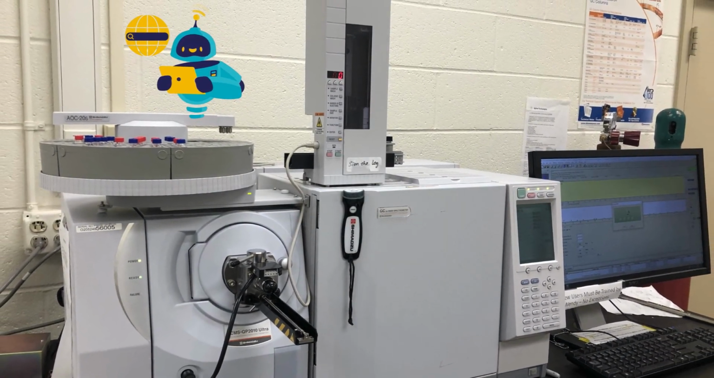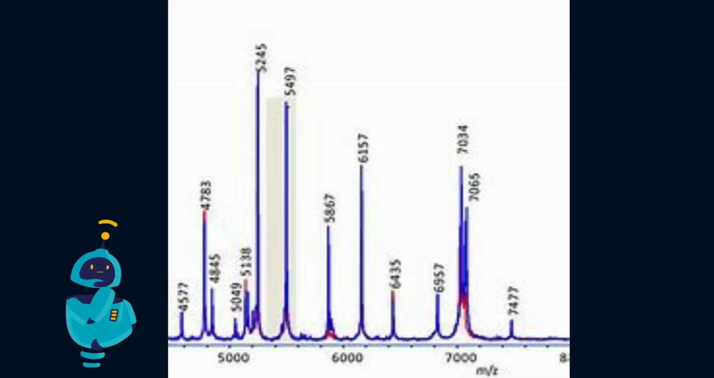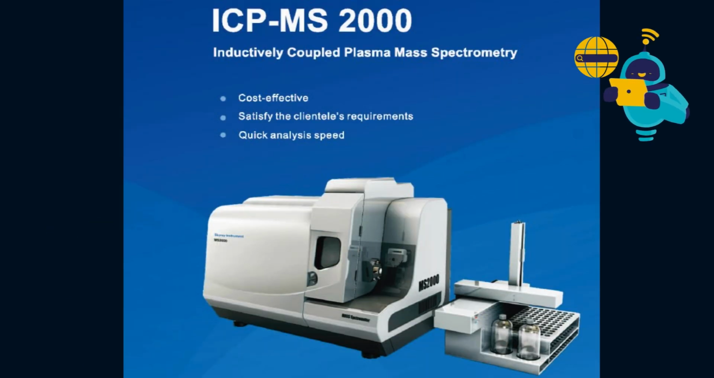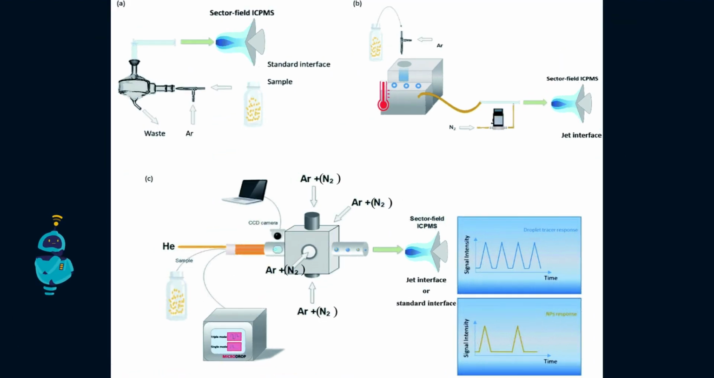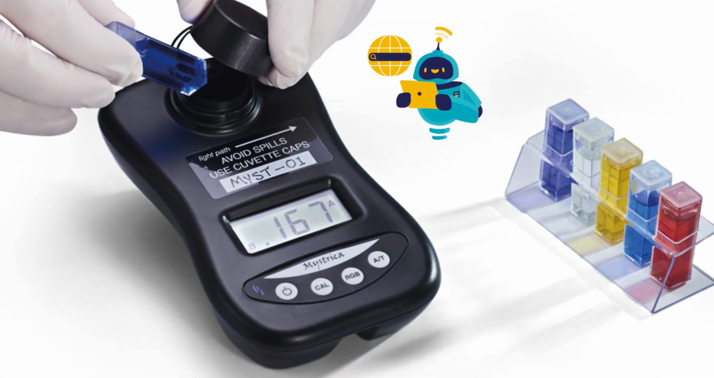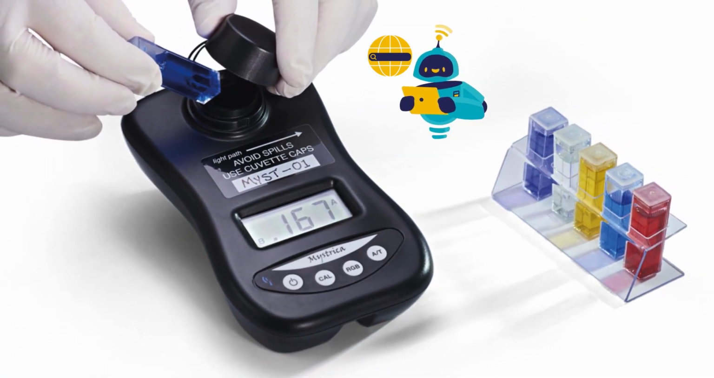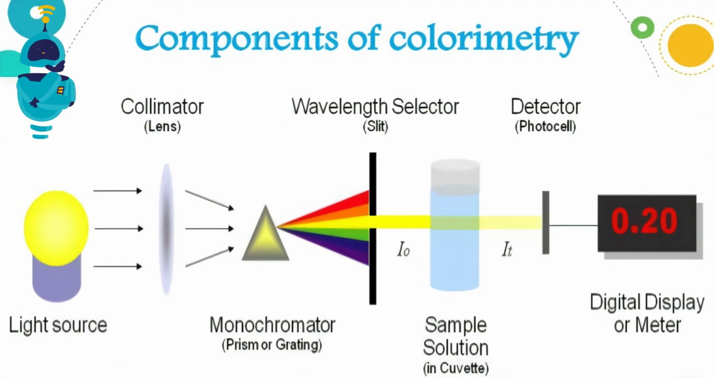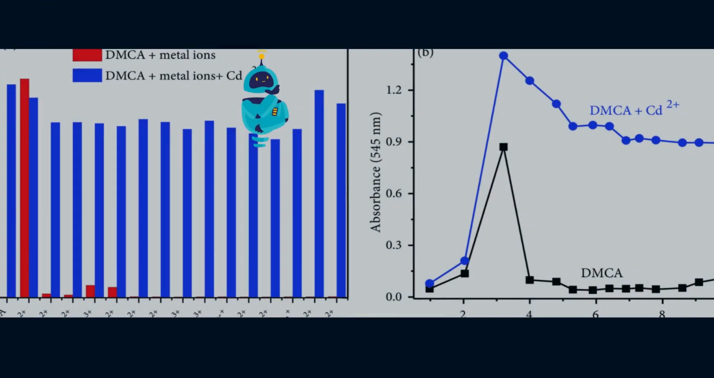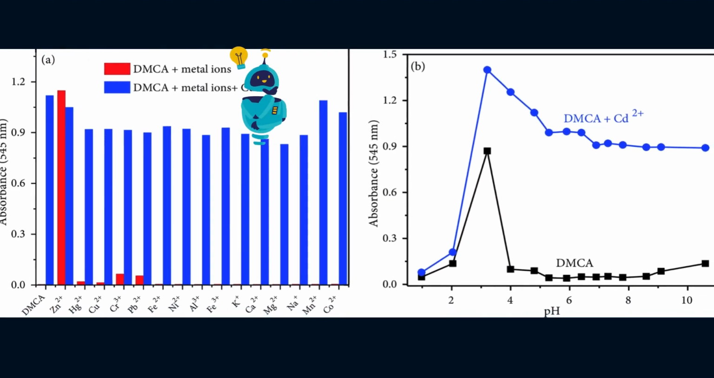ICP-MS doesn't stop there. It offers high sensitivity, a wide dynamic range, and the ability to analyze multiple elements simultaneously. This makes it a versatile maestro, particularly in complex sample matrices and detecting cadmium at trace levels. Colorimetry, another powerful technique, involves visualizing colored complexes formed with specific reagents. The intensity of these colors directly correlates with cadmium concentration, offering a visually striking way to quantify its presence.